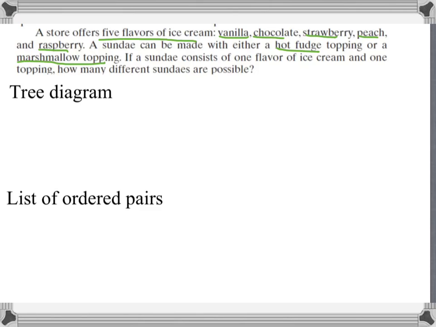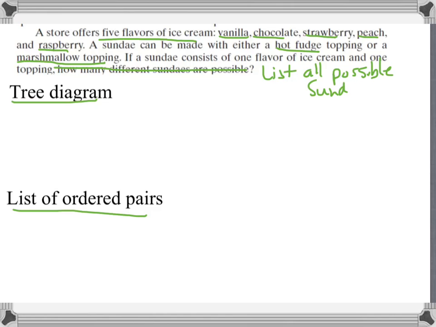So there's a couple of different things that you could be asked to do on the regions. You could be asked to list out all the possible outcomes, in which case you can do them with these 2 methods. Or they could just ask you the number of possible sundaes that could be made. So this question is asking how many different types of sundaes can be made, but I'm going to ask this question as a precursor: list all possible sundaes. Okay, so a sundae consists of 1 flavor of ice cream and 1 topping.